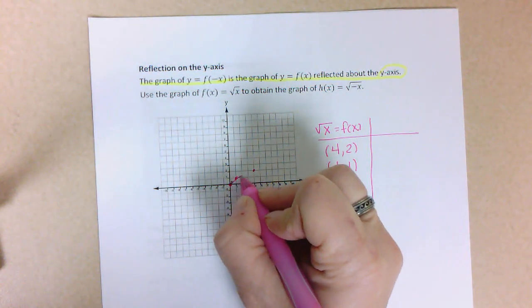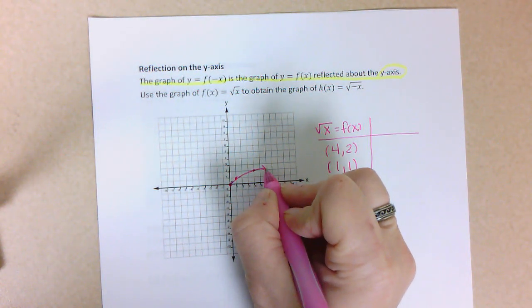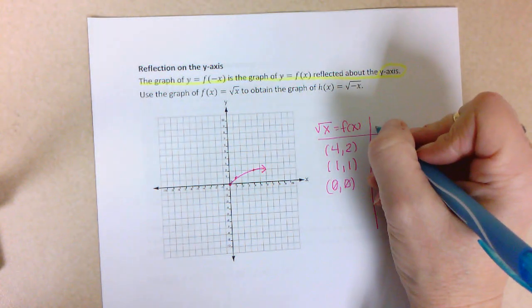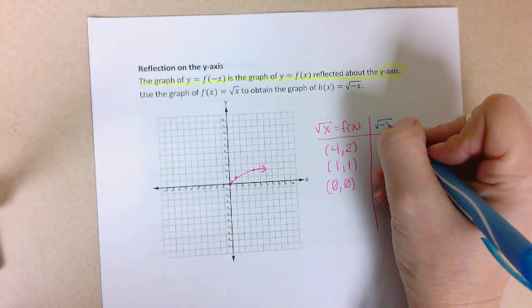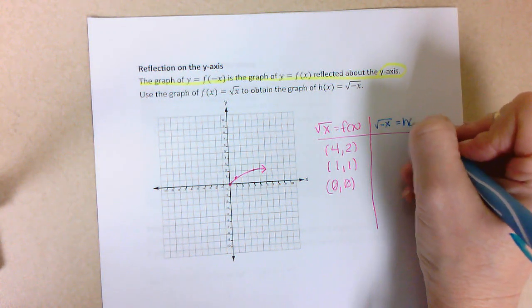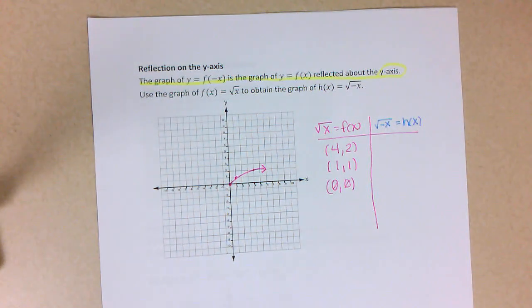So we could graph this. Now, we have the square root of negative x equals h of x.